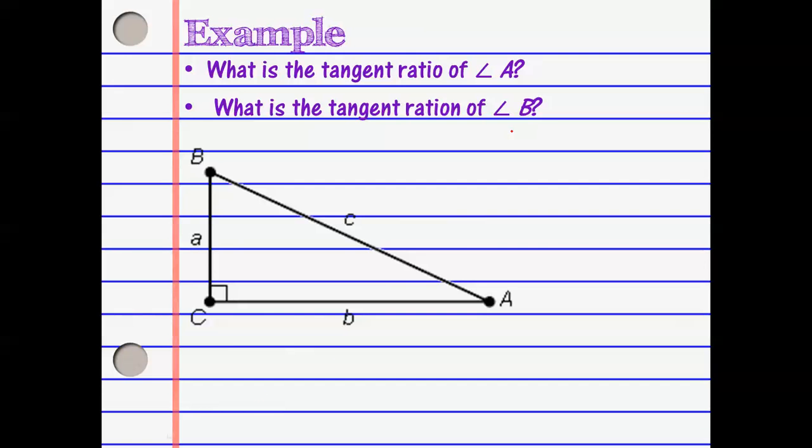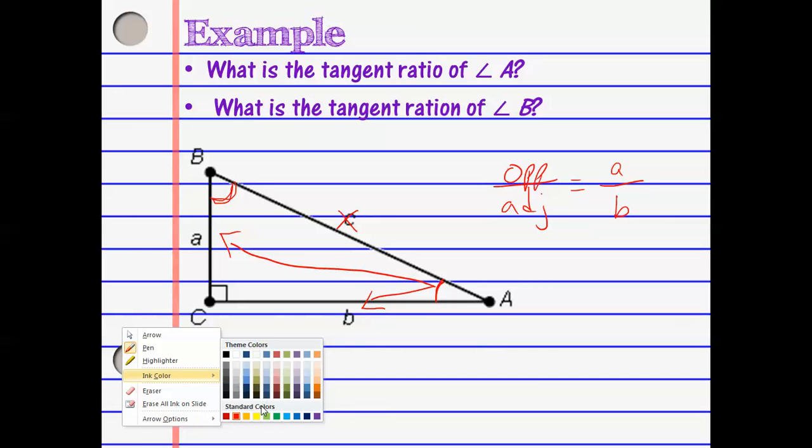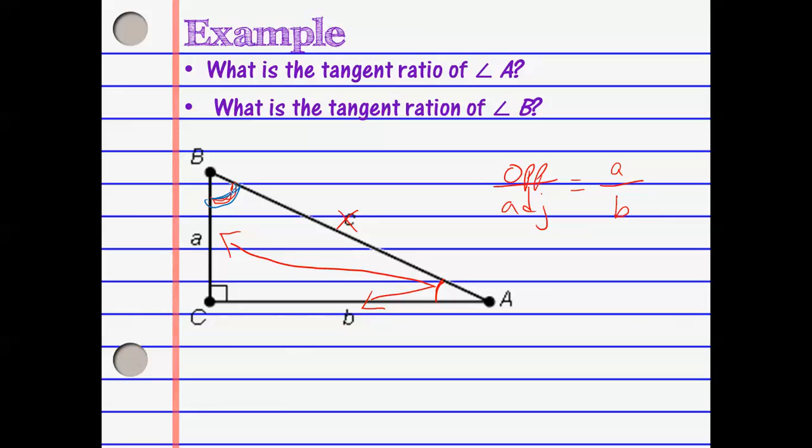So for example here, if we're saying what is the tangent ratio of angle A? Okay, so here we have angle A. Now remember, tangent is opposite over adjacent. And we'll talk a little bit about how we remember this later. So we have angle A, and so we have opposite, that's A. And then we have adjacent. Remember, not the hypotenuse. We don't talk about the hypotenuse. Adjacent is going to be B. Now for angle B though, okay, opposite is going to be B, and then adjacent is going to be A.